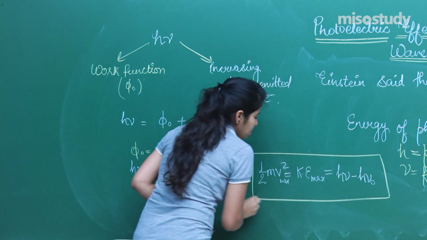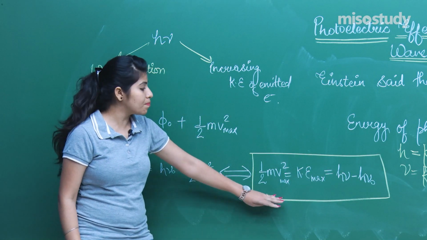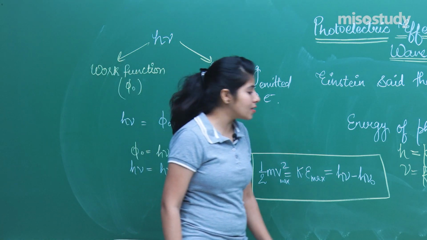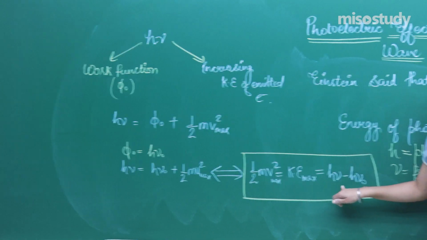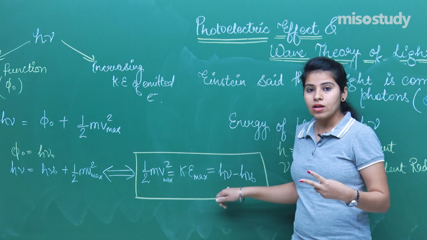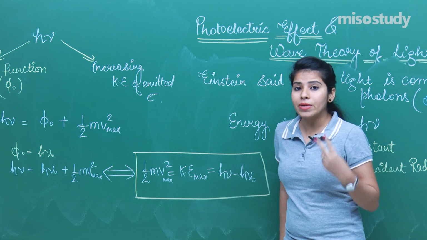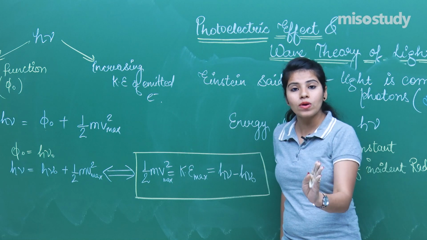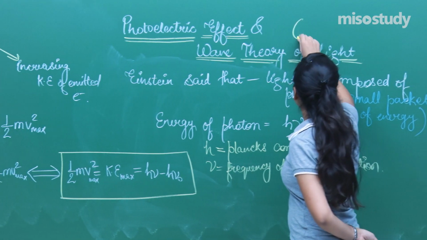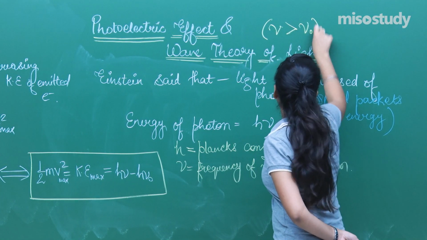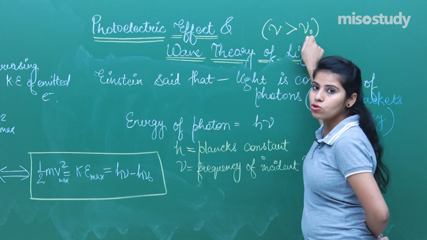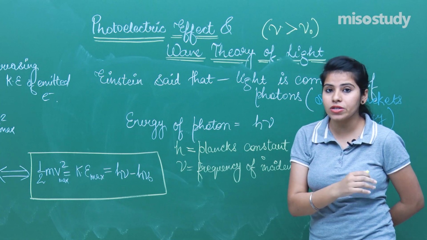Now there are a number of conclusions that we can draw from one particular equation. The conclusion I can draw from this equation is that if my nu is less than nu naught, that means, this was the second law of photoelectric emission, the photoelectrons will be emitted only and only when nu is greater than nu naught. This was the condition of the law: if the frequency of the incident radiation is greater than the threshold frequency, then only the photoelectric emission will take place.